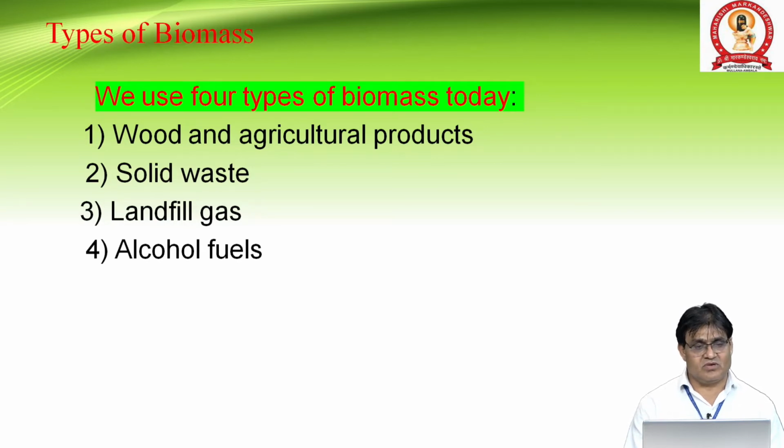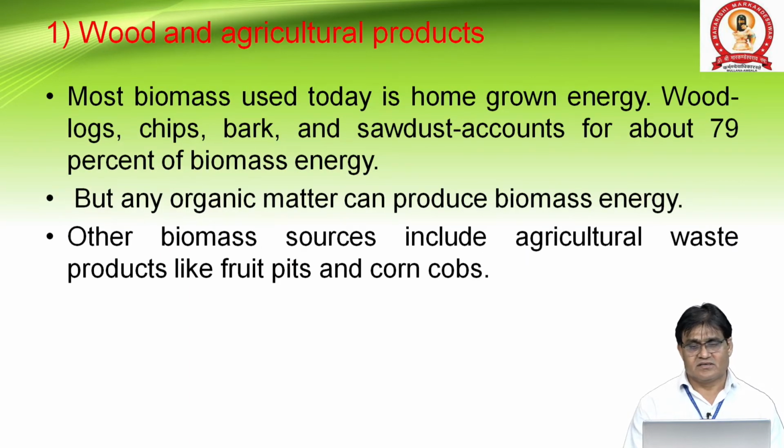How many types of biomass are there? We use four types of biomass today in daily life. First is wood and agriculture products, then solid waste, landfill gases, and alcohol fuels. These are the four types of biomass simply. First we see wood and agriculture product biomass. Most biomass used today is homegrown energy. Wood logs, chips, bark, and sawdust account for about 79% of biomass energy. But any organic matter can produce biomass energy. Other biomass sources include agriculture waste products like fruit, peat, and corn crops.